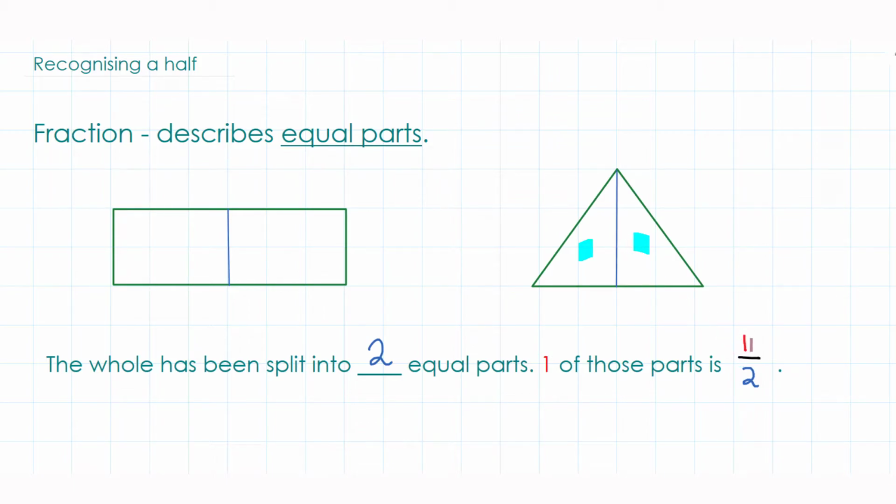And what about this 1? What does the 1 represent? The 1 represents one of those parts. So this is 1/2 of the whole triangle. And this is 1/2 of the whole triangle. And same here. This is 1/2. And this is 1/2.